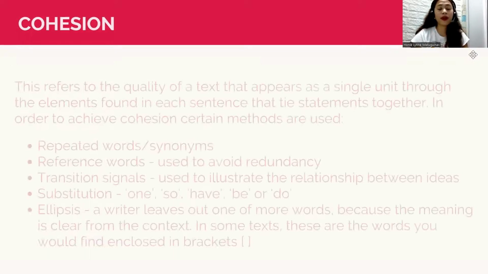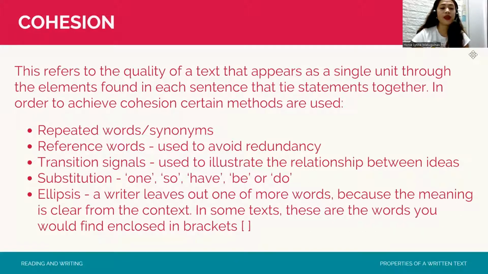Next, to achieve a well-organized text, there must be cohesion in the text. Cohesion refers to the quality of a text that appears as a single unit through the elements found in each sentence that tie statements together. And to achieve cohesion, certain methods are used, like using the same words or synonyms all throughout the paragraph or the article. Although redundancy must be avoided, and so reference words may be used as well.